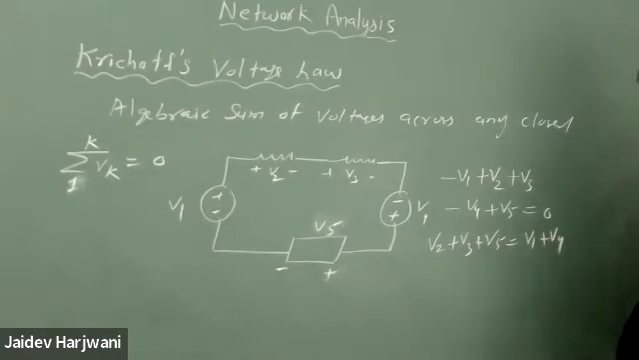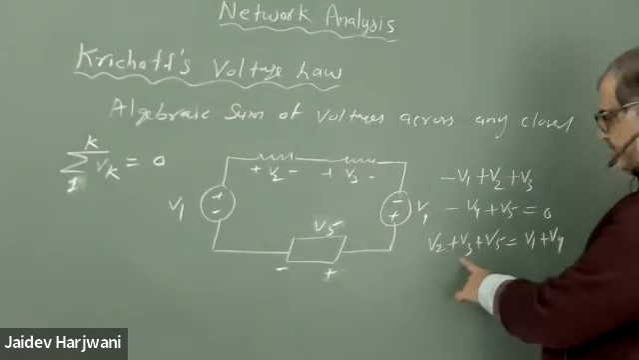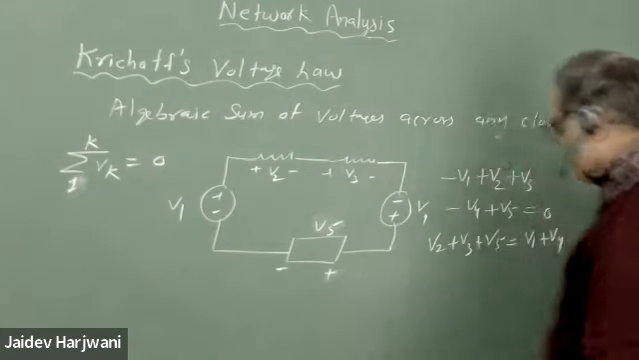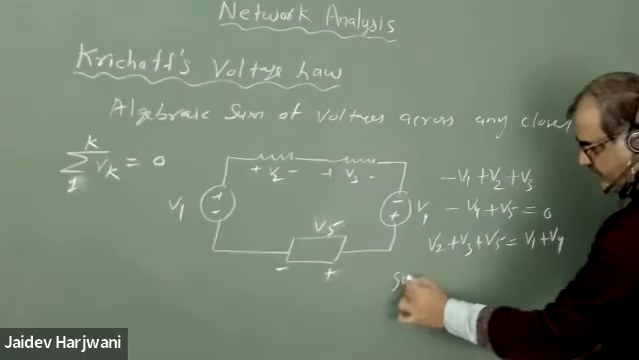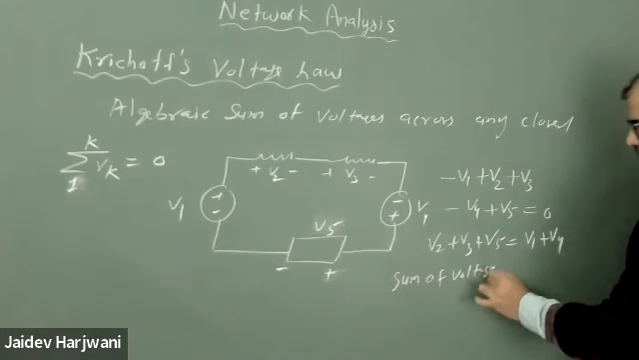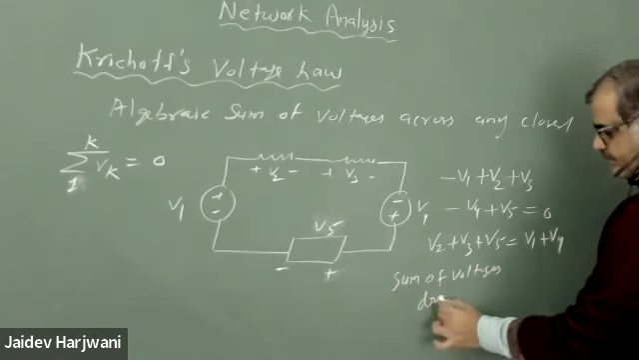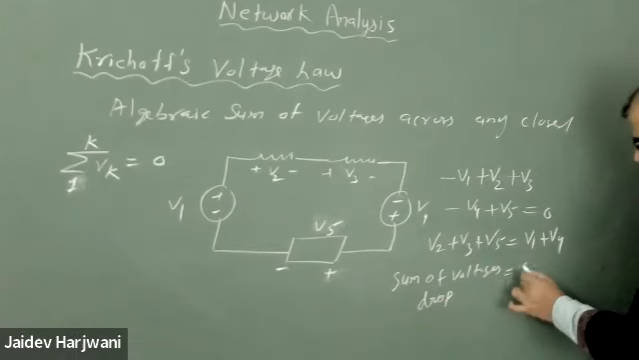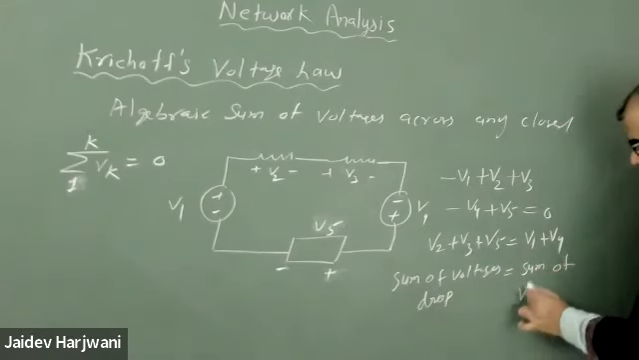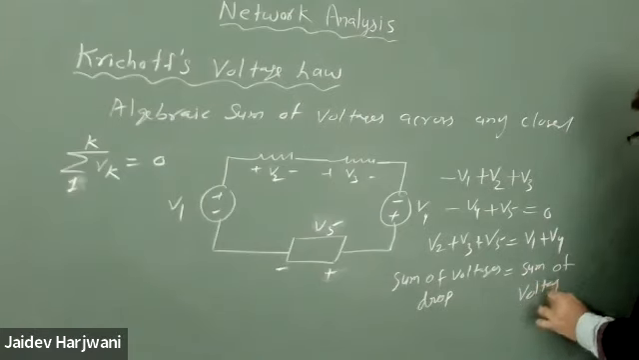Now all these V2, V3 and V5 are voltage drops. So the sum of voltage drops is equal to the sum of voltage rises.